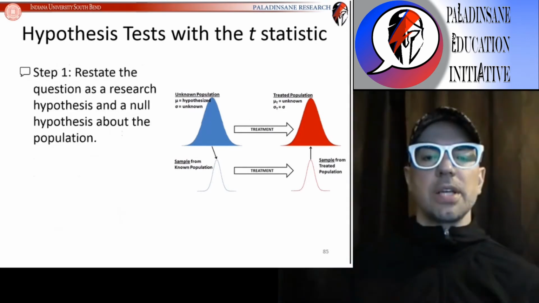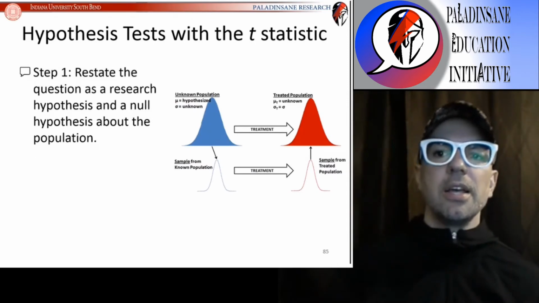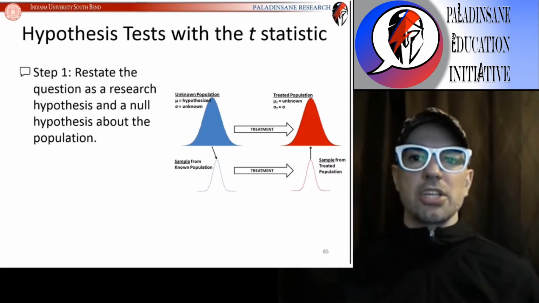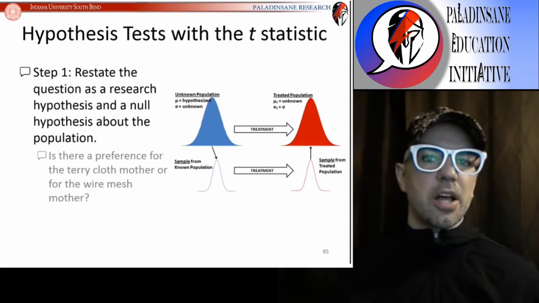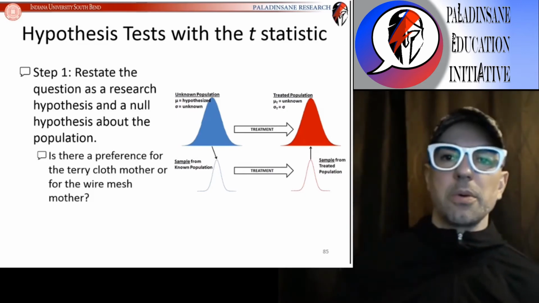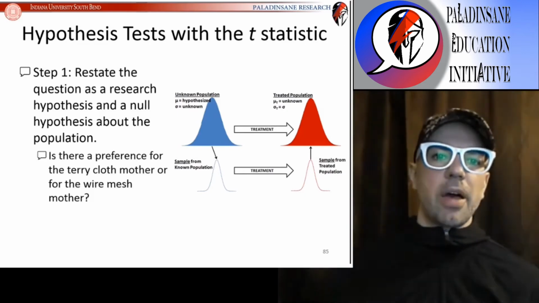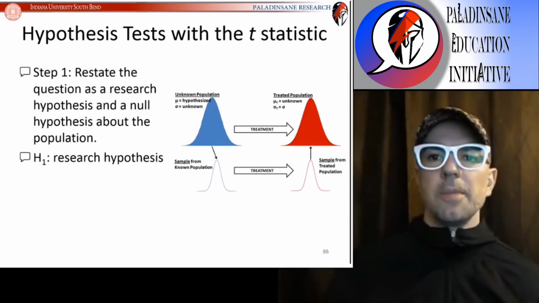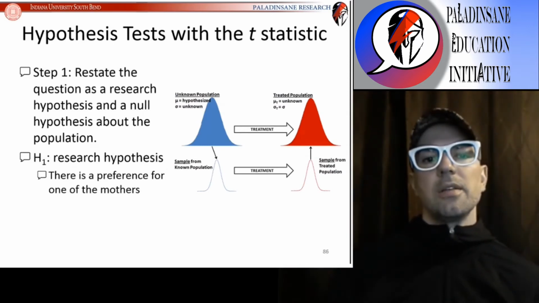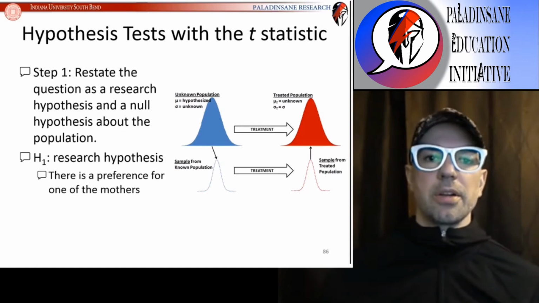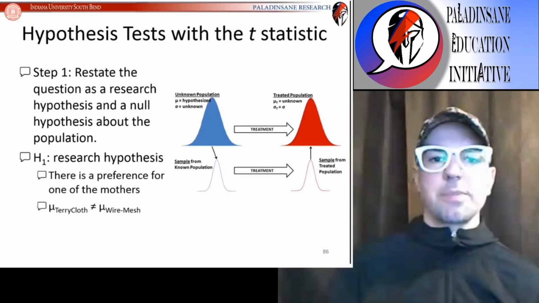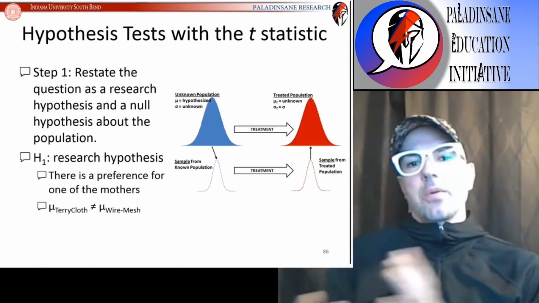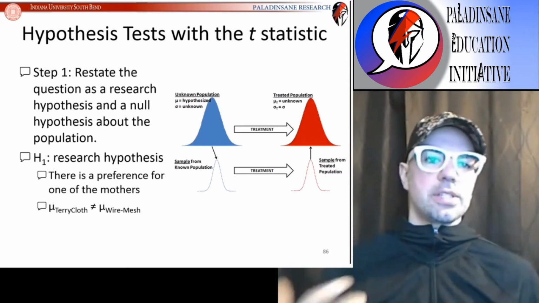Step number 1, restate the question as a research hypothesis and a null hypothesis about the population. Is there a preference for the terry cloth mother or for the wire mesh mother? That's what we want to know. So the research hypothesis is that there is a preference. There is a preference for one of the mothers. The mean time spent with the terry cloth mother does not equal the mean time spent with the wire mesh mother. Now this time we're going to go a little bit further just to make it very explicit.